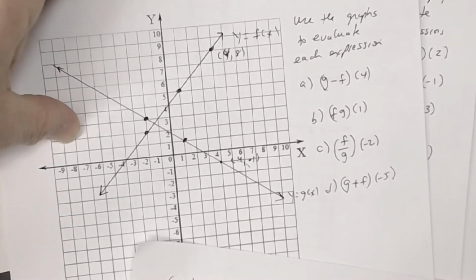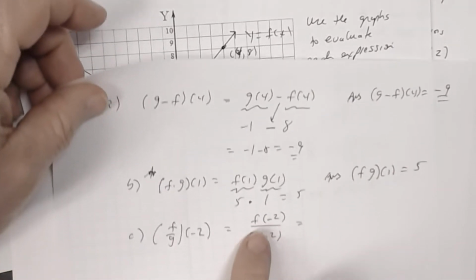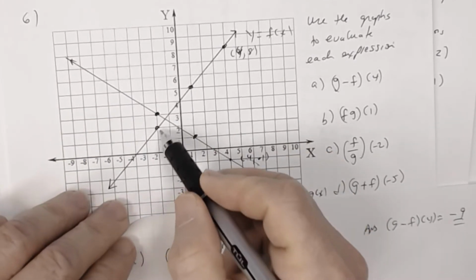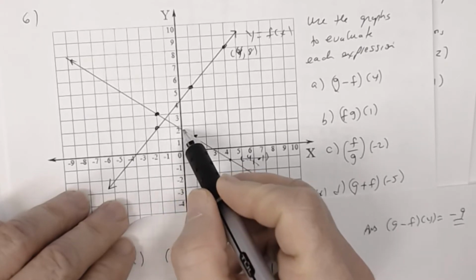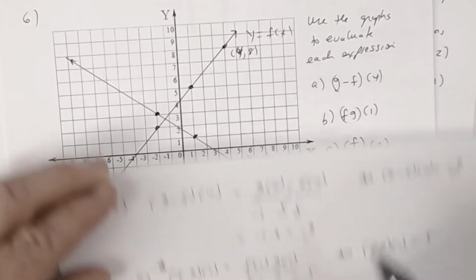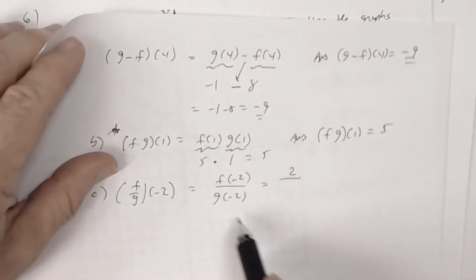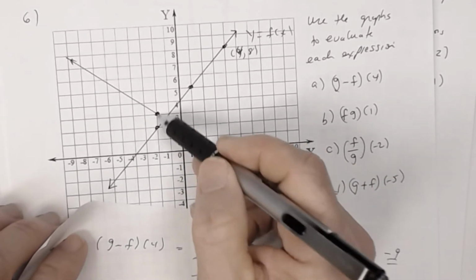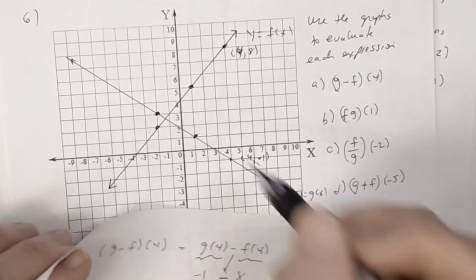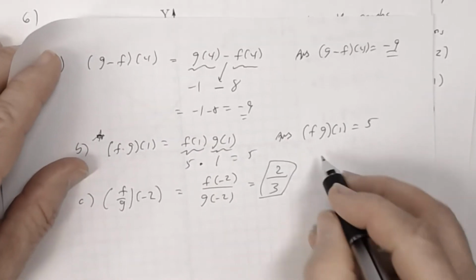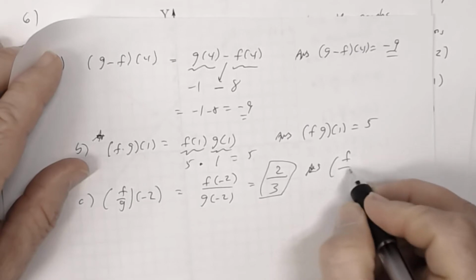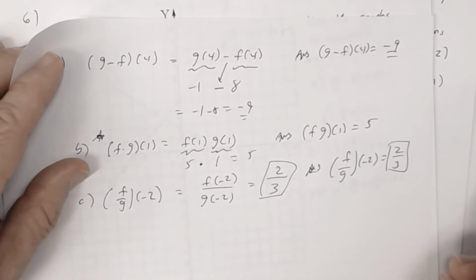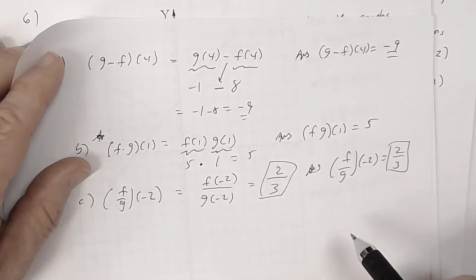And so when x is negative 2, let's do f of negative 2 first. When x is negative 2, here's f. My y value is what? What's that y value right here? That y value is 2. So my numerator is 2. Now we got to find g of negative 2. So g of negative 2, here's g. When x is negative 2, my y value is 3. So the answer is 2/3. So the answer you're going to say is that f divided by g at negative 2 is 2/3. So you're looking at the quotient of f and g at negative 2.